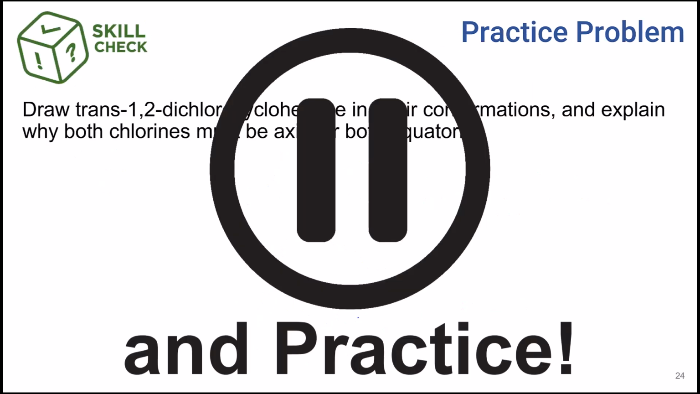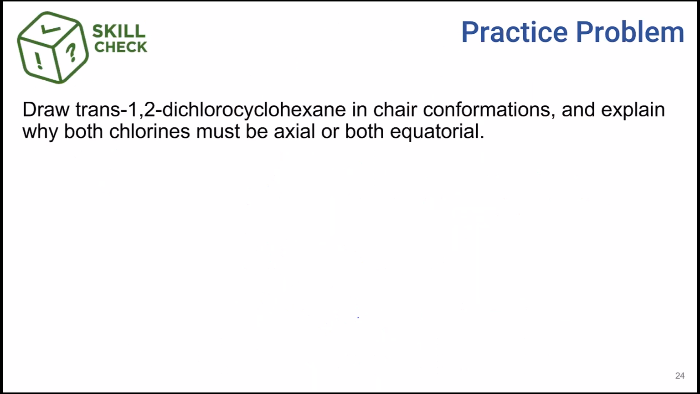Okay, we have another problem here. We're going to draw trans 1,2-dichlorocyclohexane. So trans, we have one that's up, one that's down. So I'll start with my chair. And it says to explain why both chlorines must be axial or both equatorial. So if this is 1 and 2, 1 and 2. So if I draw my up corner here is going to be axial, so that's the chlorine. And the next one is down. So in this case, they're both axial.